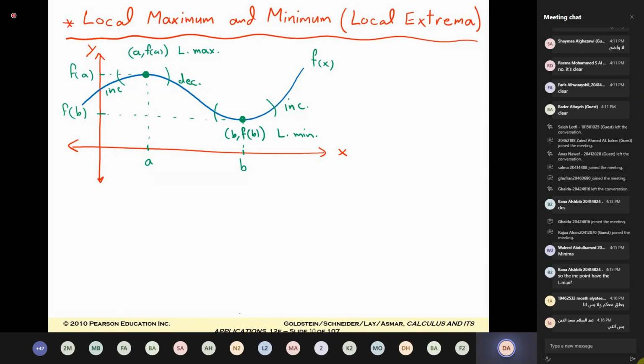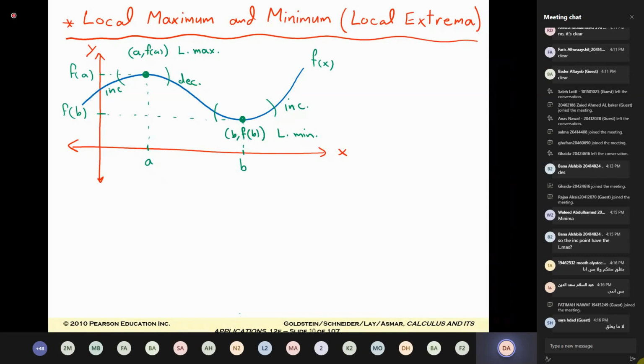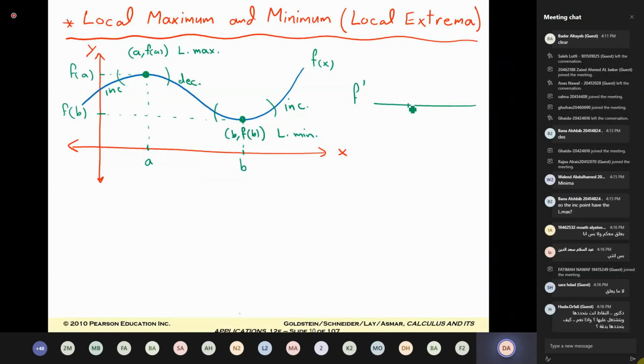Now look at this, the sign of f prime. We have two critical points, A and B. From the left of A, we have increasing. What does increasing mean? Positive.